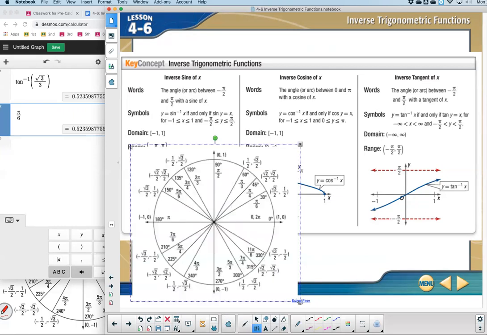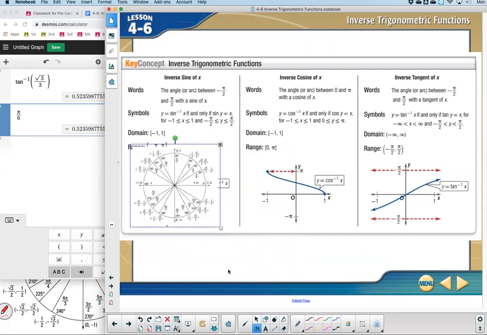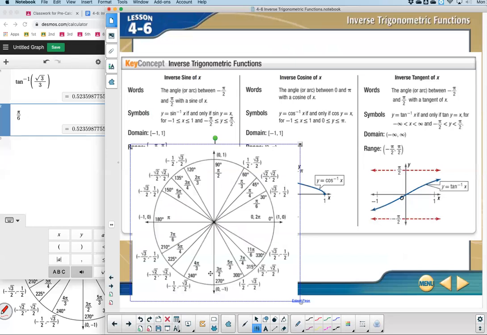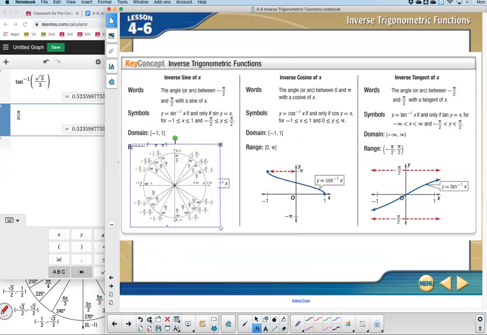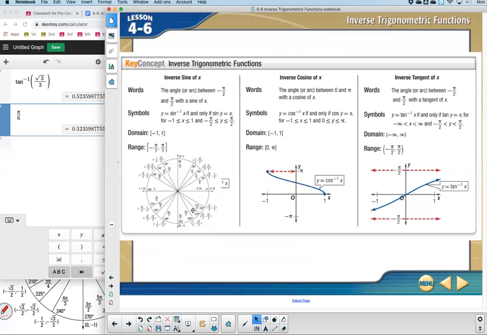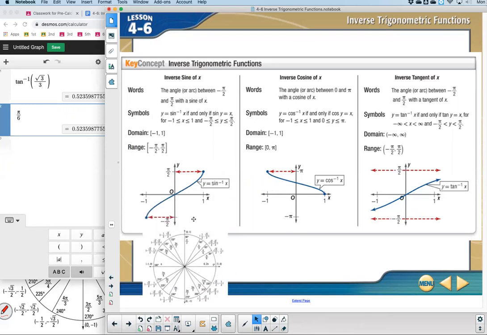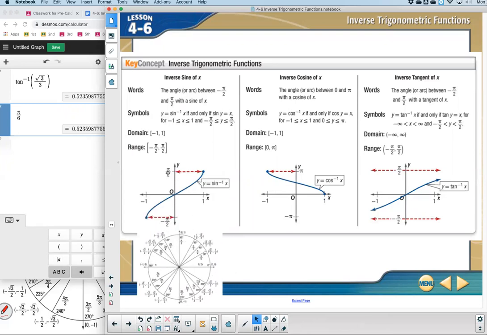On a unit circle, for the inverse sine, the only values you'll ever see are the angles from negative pi over 2 to pi over 2, which means all of this on this side will never be a solution. If you're dealing with sine, you'll never have a solution on the left side. You'll only be dealing with the right side. It'll either be the positive angles or the negative angles. That's the only place you'll ever have a solution.